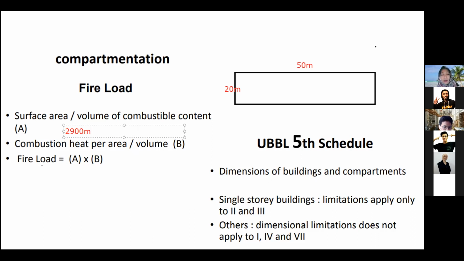So for the fire load, when you have already calculated the surface area, you multiply by the combustion heat per area. This one you get from the 5th schedule. You need to open up your schedule 5. See? This is mathematics. Those who are really good in maths and physics will find fire easier. As long as you understand the concept of the fire load. So this one you need to open up your building bylaw.